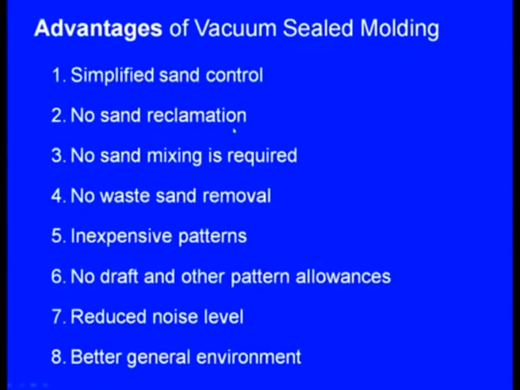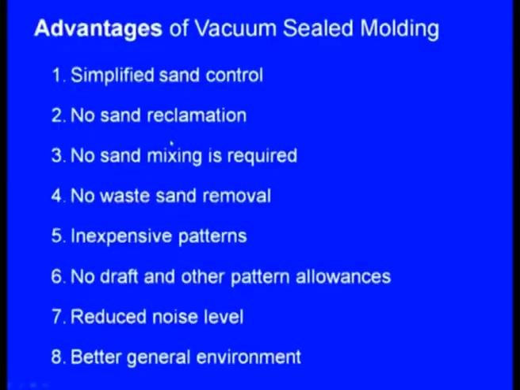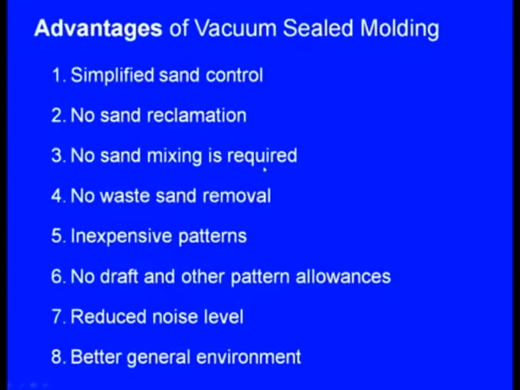Next one, no sand reclamation, means what is that? In the case of the green sand moulding, after the casting is solidified, we have to shake out, means break the sand into pieces, the mold into pieces, then that sand has to be taken, again that should be crushed into small pieces. If any metallic pieces are included, those are to be removed. If any sand lumps are included, those are to be removed. So, this is the sand reclamation, again it should be conditioned with the moisture and a little more clay. This is the reclamation. Here there is no question of reclamation, straight away that sand can be taken and another mold can be made. No sand mixing is required, that is true.